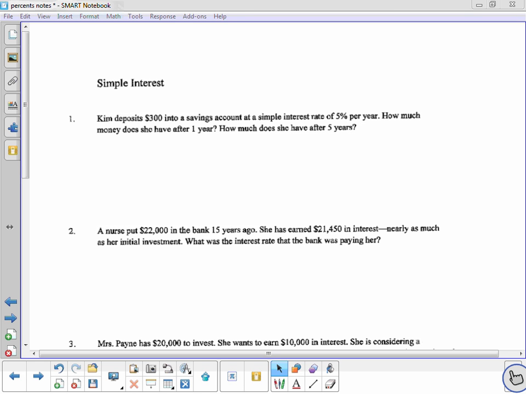Okay, so after you watch the YouTube video on simple interest, you should have a good idea what interest is and how it relates to this chapter. The formula for calculating simple interest is pretty easy.